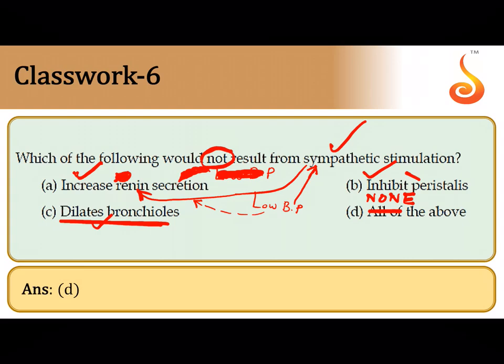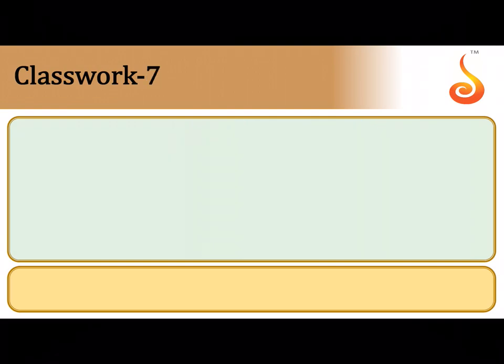Because of sympathetic stimulation, renin is increased. Because of sympathetic stimulation, peristalsis is inhibited. Because of sympathetic stimulation, your bronchioles are dilated, you're breathing in more. So instead of all of the above, it should be none of the above, because the question says which will not result. None of them will not result. That means all of them will result. Okay.